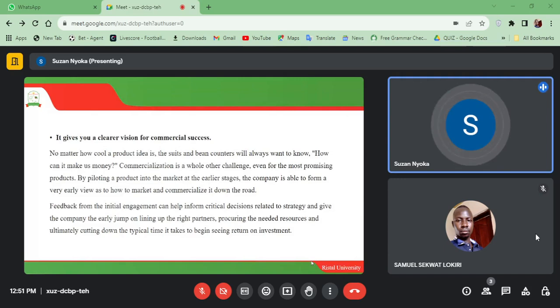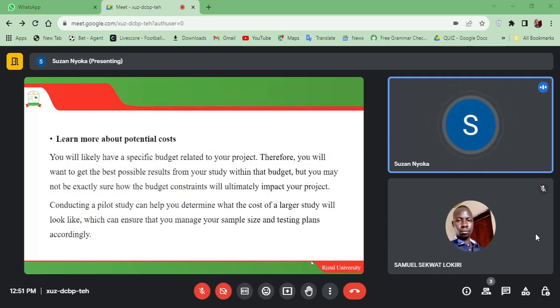And then learn more about potential costs. You will likely have a specific budget related to your project. Therefore, you will want to get the best possible results from your study within that budget. But you may not be exactly sure how the budget constraints will ultimately impact your project. Conducting a pilot study can help you determine what the cost of the larger study will look like, which can ensure that you manage your sample size and testing plans accordingly.